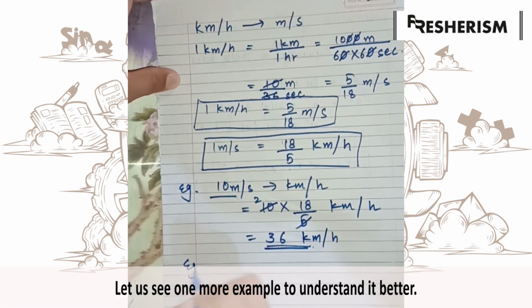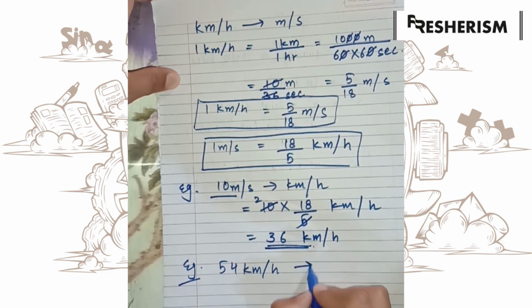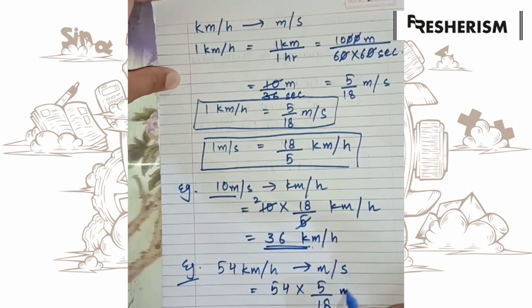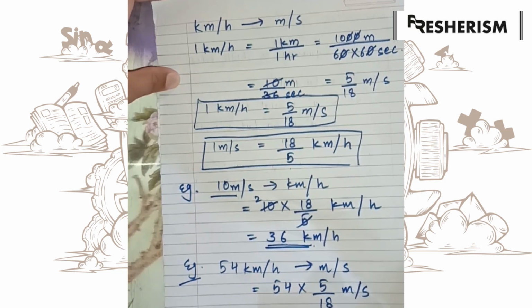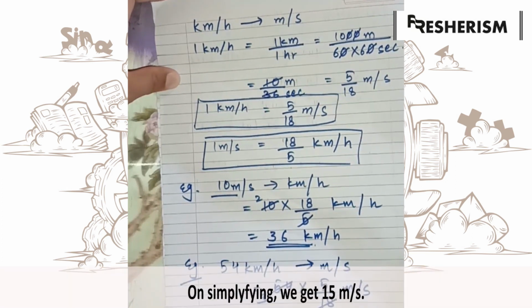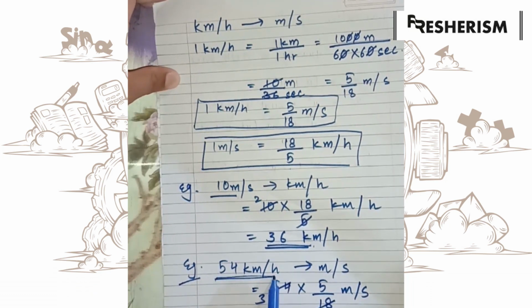And another example is if we say 54 kilometer per hour into meter per second. So what we have to do is 54 multiplied by 5 by 18 meter per second. So 18 3s are 54 and 3 5s are 15. So we get 15 meter per second. That is 54 kilometer per hour is equal to 15 meters per second.